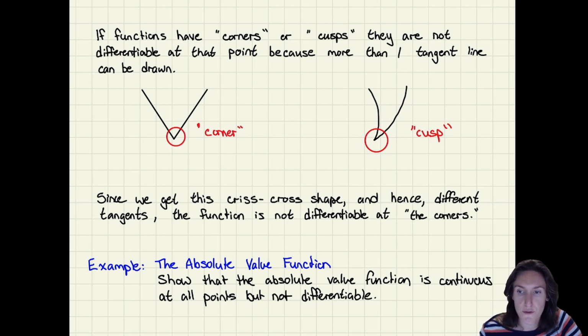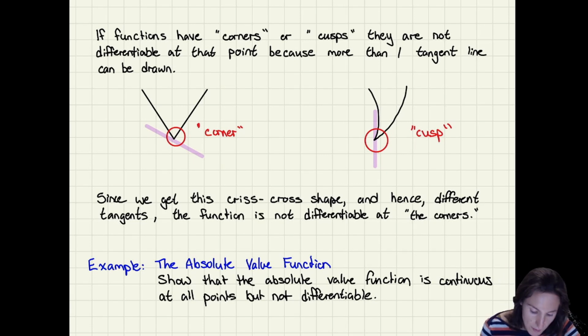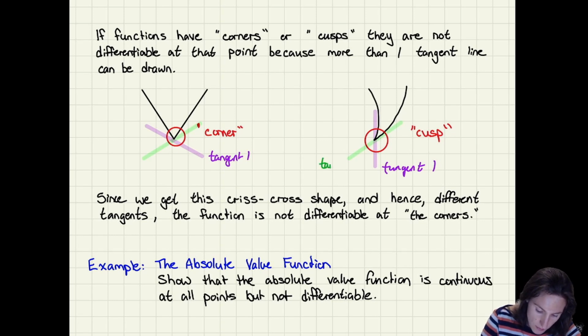Now, how do I know that they're not differentiable? So remember that if a function is differentiable, we can draw a tangent line at a particular point. Well, what happens if we try to draw a tangent line for these corners or cusps? So say I'm coming from the left side. Okay, so if I draw a tangent line, I'll have something like this. If I'm drawing it for this cusp here, I'll have a tangent line that looks like this. But if I'm coming from the right of either one of these, notice that we have different tangent lines. So this is tangent 1. And then we have tangent 2. We get this crisscross shape.